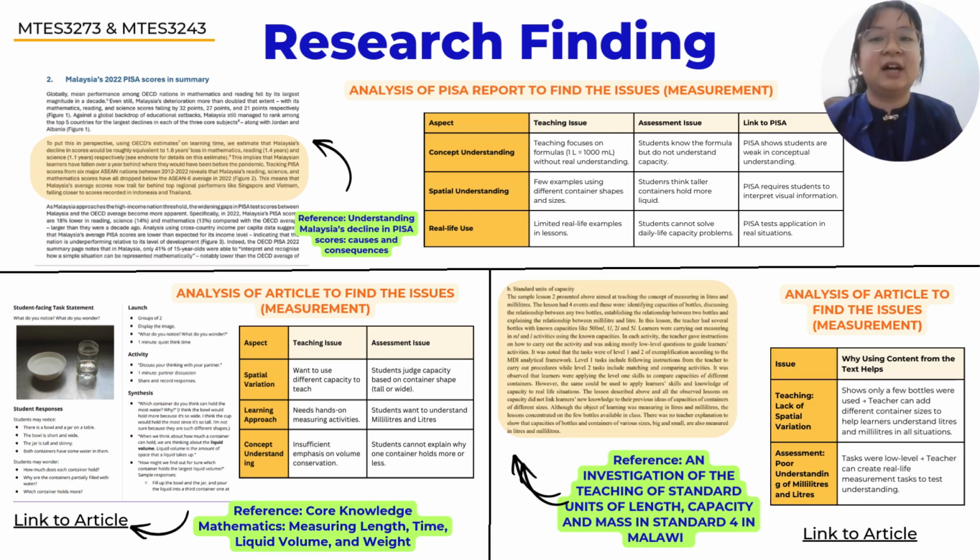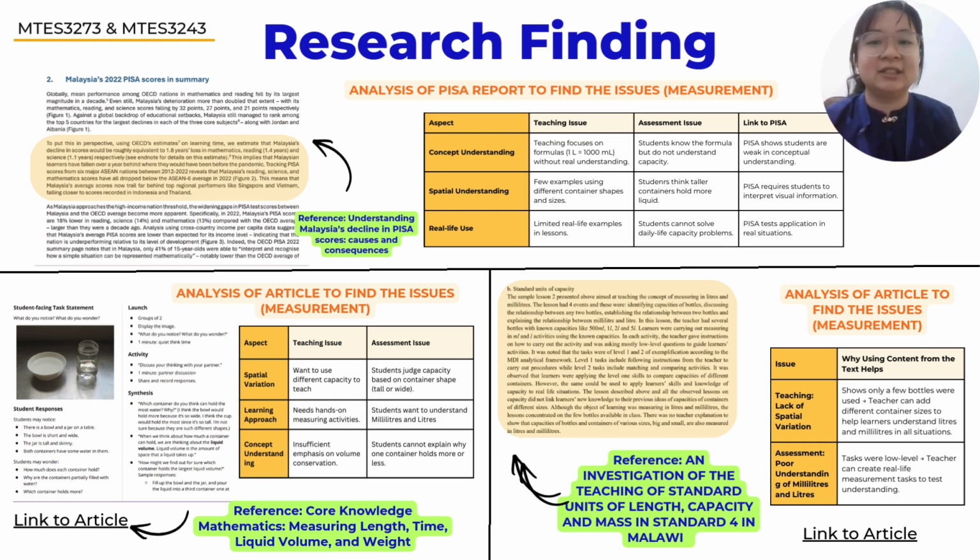First, in terms of concept understanding, teaching often focuses too much on formulas such as 1 liter equals 1000 milliliters without helping students truly understand what capacity means. As a result, students can recall the formula but cannot explain or apply it. The weakness is also highlighted in PISA, where students show poor conceptual understanding.